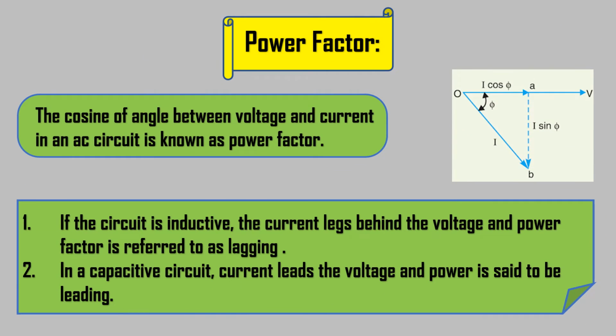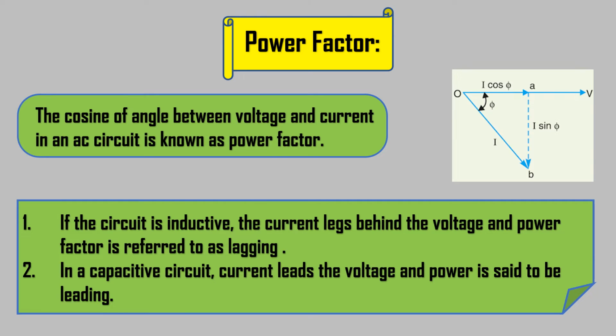The definition of power factor is the cosine of the angle between voltage and current in an AC circuit. There are two things you should know. Number one, if the circuit is inductive, the current lags behind the voltage and the power factor is referred to as lagging. Number two, in a capacitive circuit, current leads the voltage and the power factor is said to be leading.